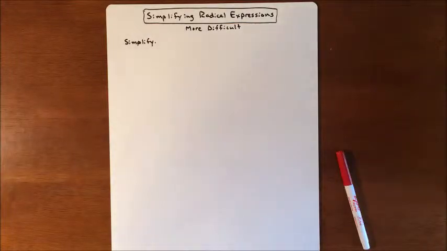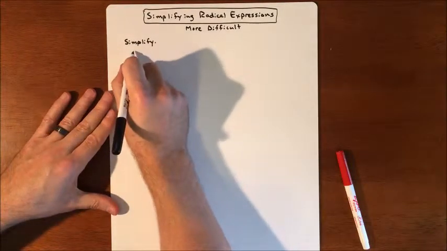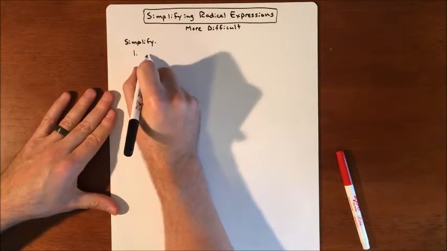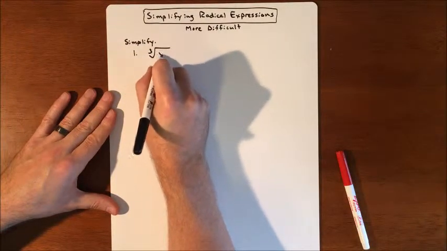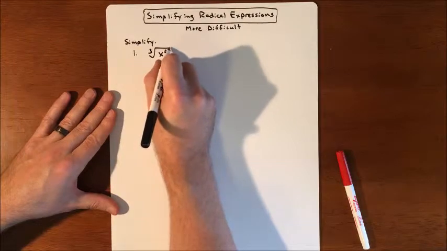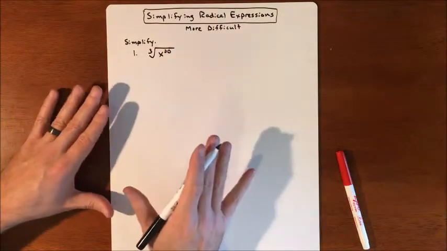In this lesson, we're going to be simplifying radical expressions, a little bit more difficult problems. So we'll be simplifying something like this that doesn't simplify as nice. So if we simplify cube root of x to the 20th, there are a couple different ways to think of this.